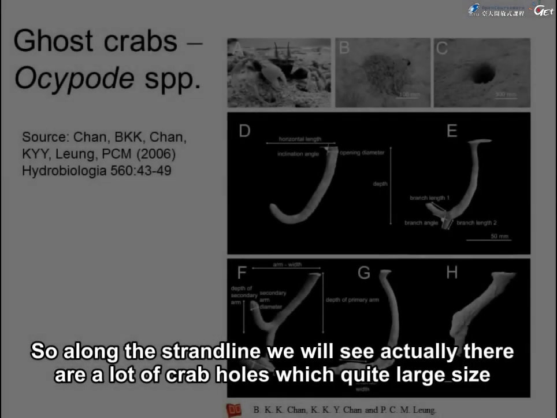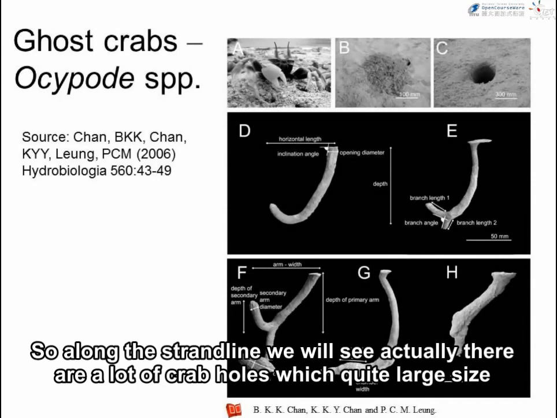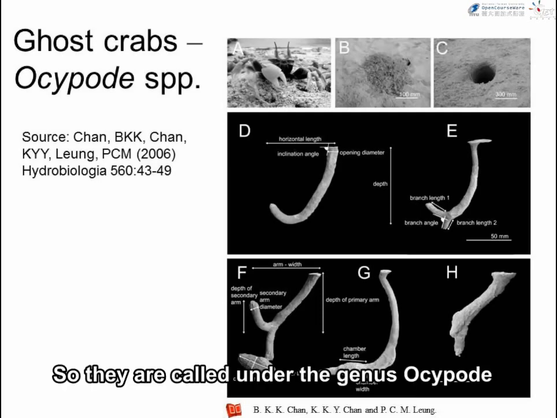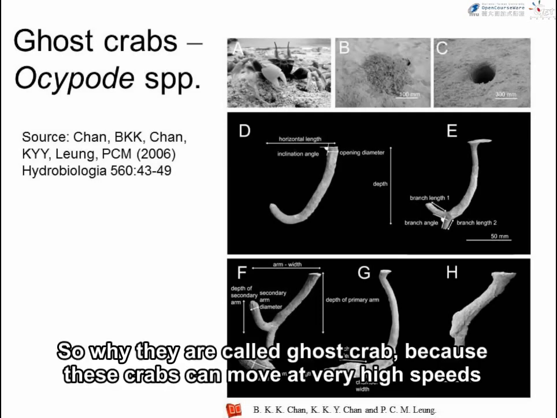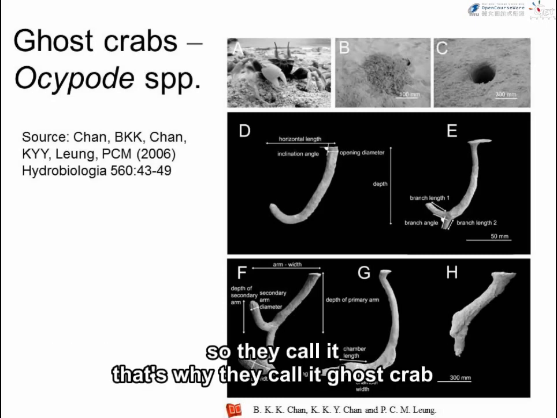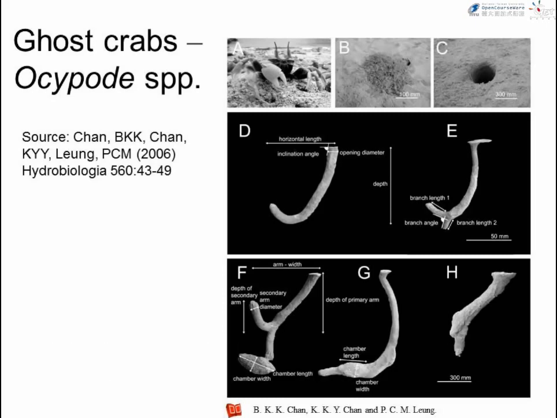Along the strand line, we will see a lot of crab holes of quite large size. So what are those crabs? These crabs are called ghost crabs, under the genus Ocypode. Why are they called ghost crabs? Because this crab can move at very high speed, and the color of the crab is similar to the sand, so it looks like a ghost walking around. That's why they call it a ghost crab.